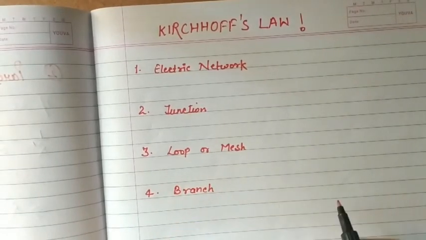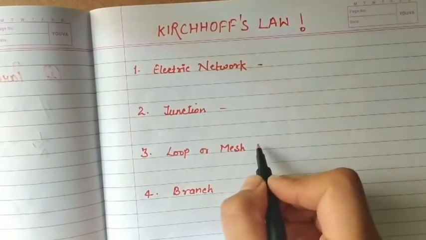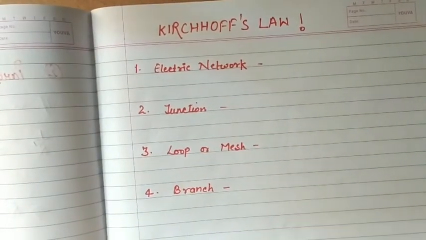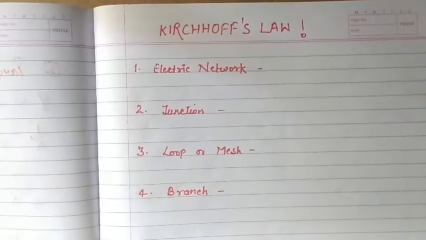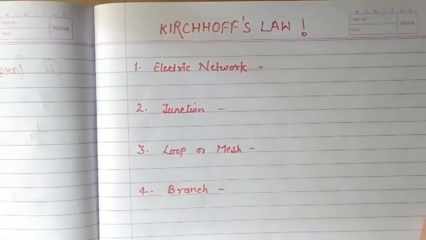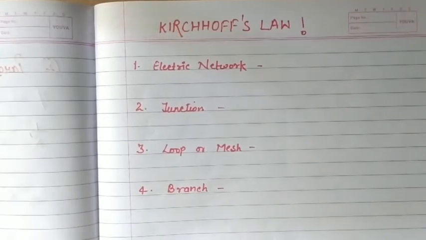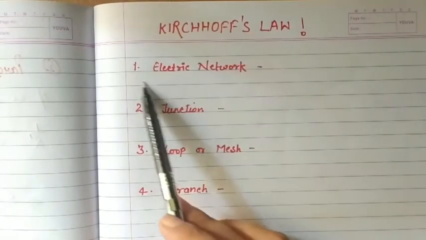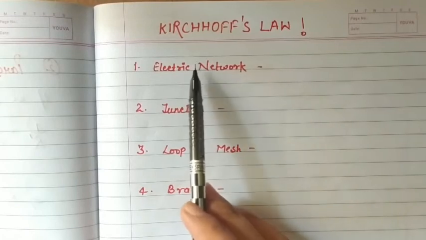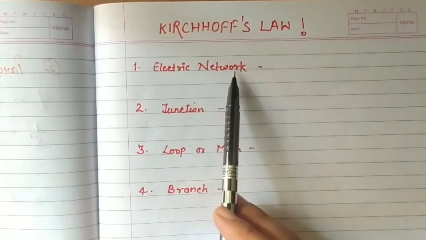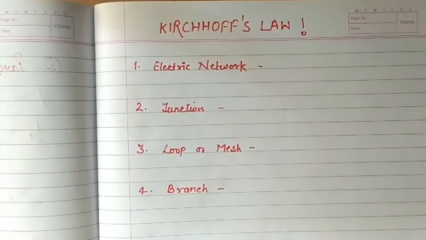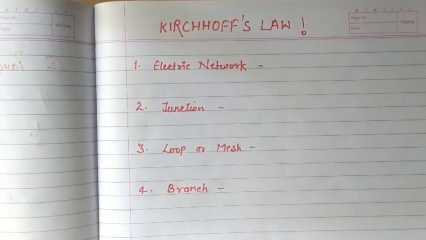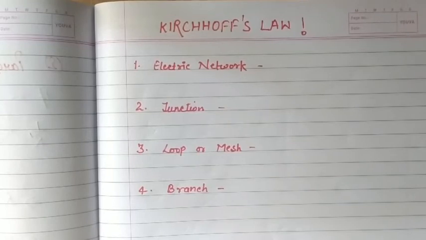So first of all we have to understand what all these terms are. If we know about these terms, only then we can define Kirchhoff's law clearly. So first term, electric network. What is electric network? This term is used for a complicated system of electrical conductors. Means if we have a complicated circuit containing electrical conductors, then we call it an electric network.